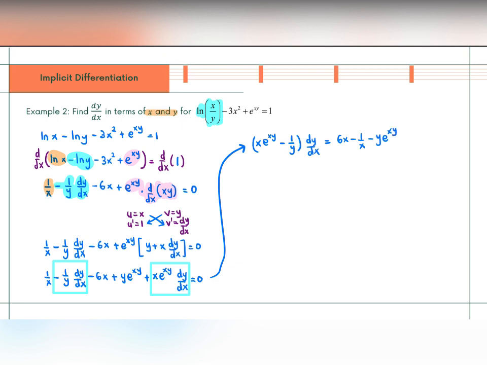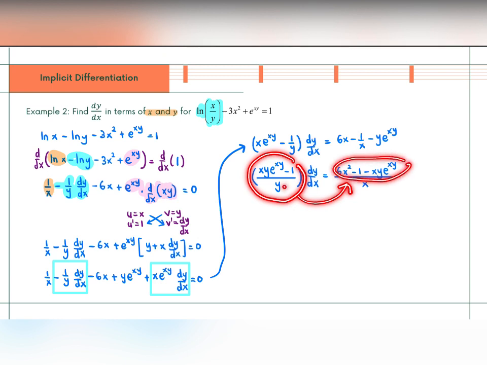Okay, so dekat sini sebenarnya saya dah nampak kita akan ada fraction 1 over y and 1 over x. So, I am going to samakan denominator untuk both terms kat sini. Lepas tu baru kita rearrange dia. Okay, so that means ini dia akan jadi xy e of xy minus 1 over y of dy over dx, and this one dia akan jadi 6x squared minus 1 minus xy e of xy over x. Okay, seterusnya barulah kita akan pindahkan ini ke bahagian kanan. So, y akan darabkan dekat atas dan xy e of xy minus 1 akan darabkan dengan x.